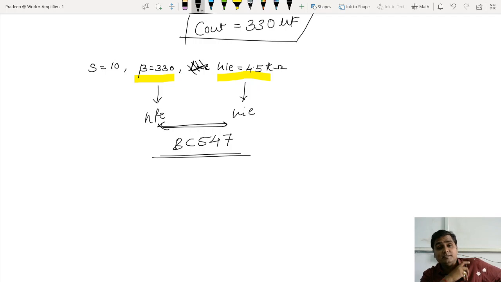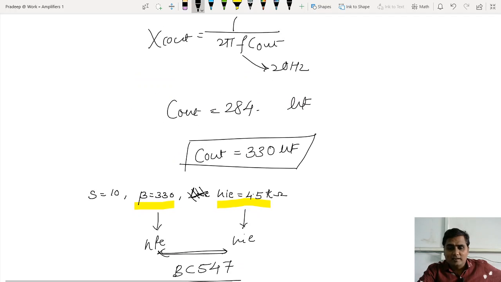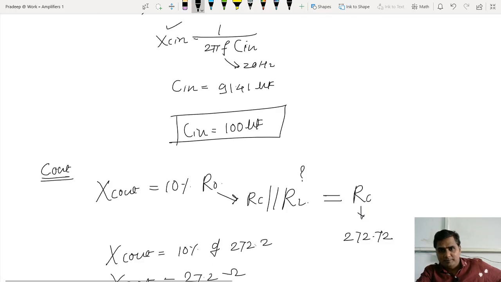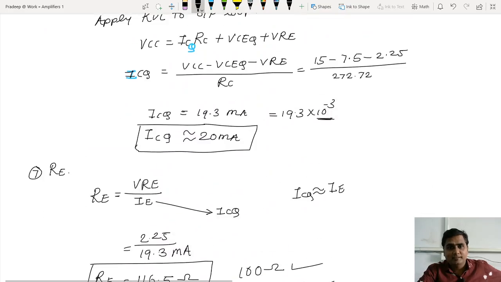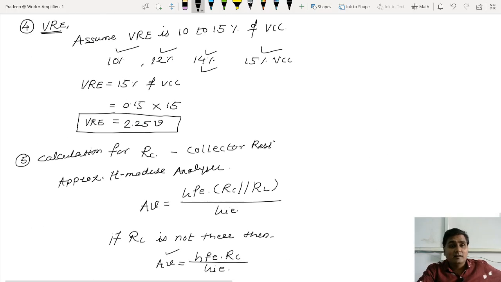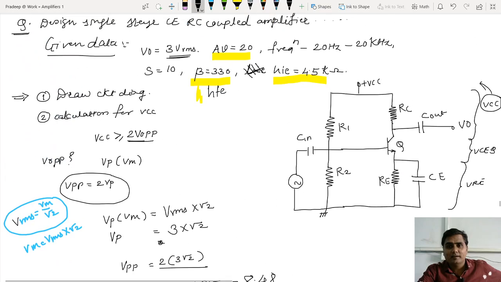It is completely feasible. HFE and HIE values are matched. If you don't understand the selection of a transistor, then go and watch the video titled data sheet or specification sheet for a transistor. You will come to know almost everything about selection of a transistor that way. So this is all about the common emitter single stage RC coupled amplifier design. I'll share the PDF of whatever process we have done here, so you will get written notes as such.